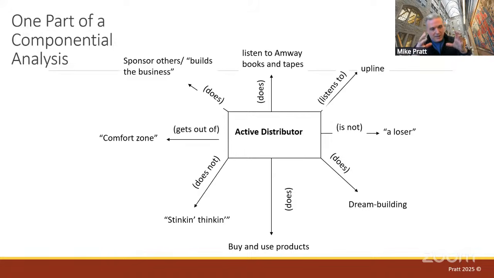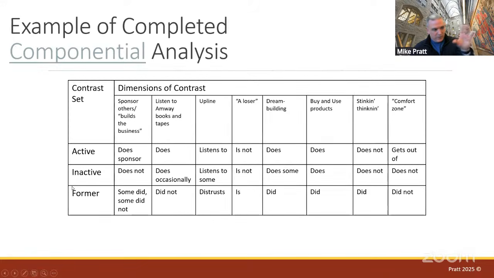Then I'm going to take this analysis, which is part of a componential analysis, and compare it to other distributors. Remember I said there were three types: active, inactive, and former. On these dimensions of contrast, sponsoring, listening to books and tapes, upline, are they a loser? Do they engage in dream building? Do they buy and use products? Do they engage in stinking thinking or negative thinking? Do they get out of their comfort zone? Now I'm going to look for what is similar among these three.